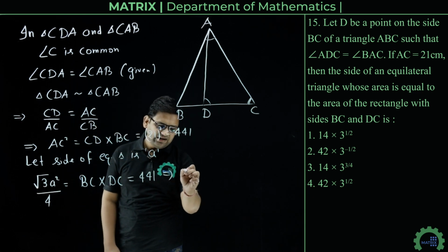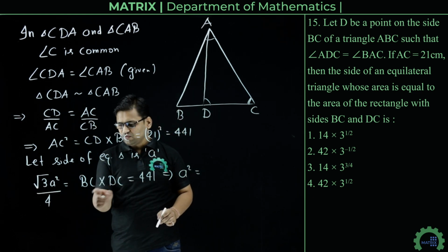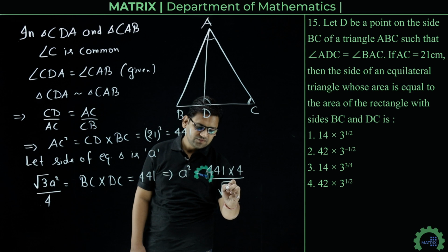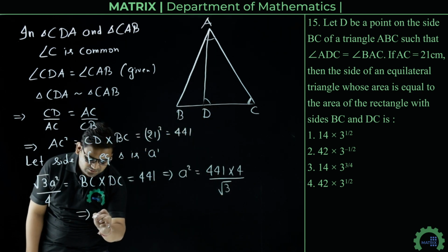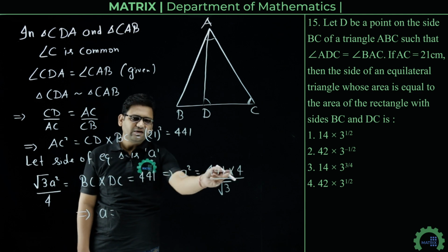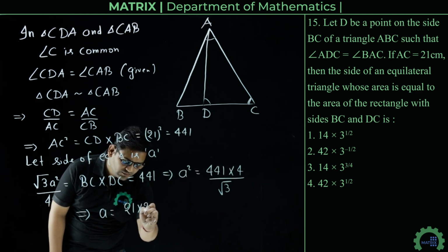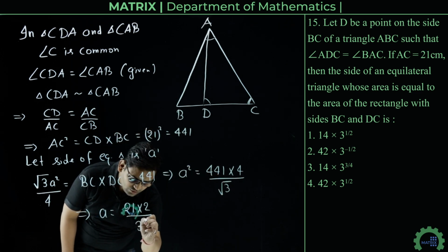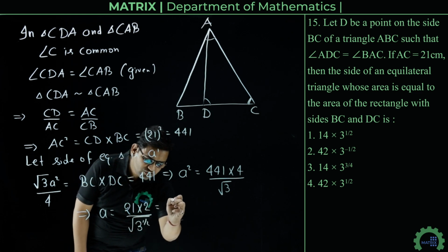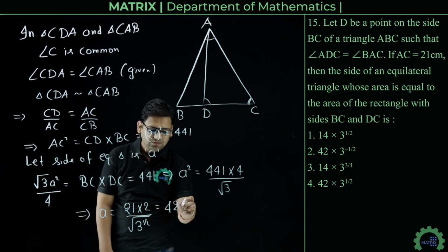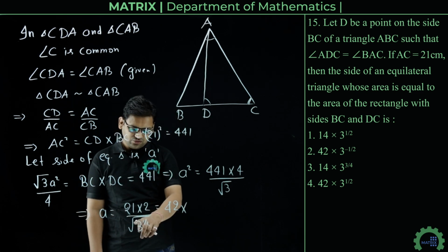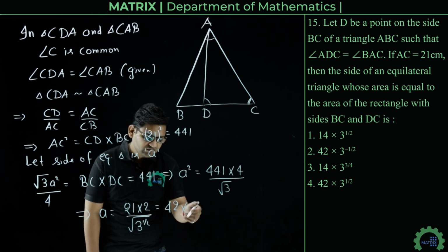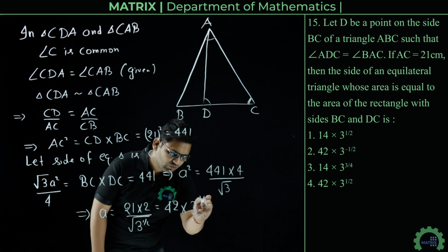So from here we can write a square is equal to 441 into 4 divided by root 3, or we can write a is equal to 21 into 2 divided by 3 raised to power 1 by 2, again square root. So that is equal to 42 into 3 raised to power minus 1 by 4, 3 raised to power 1 by 2 into 1 by 2, that is 1 by 4. When we get this into numerator, then this will be 3 raised to power minus 1 by 4.